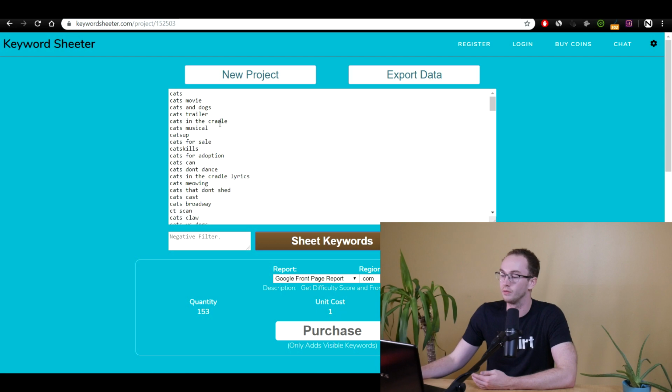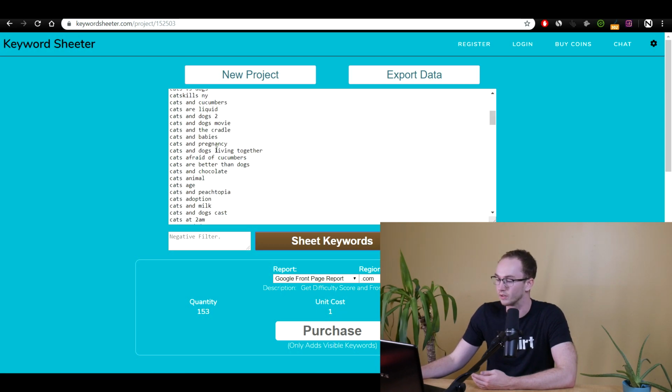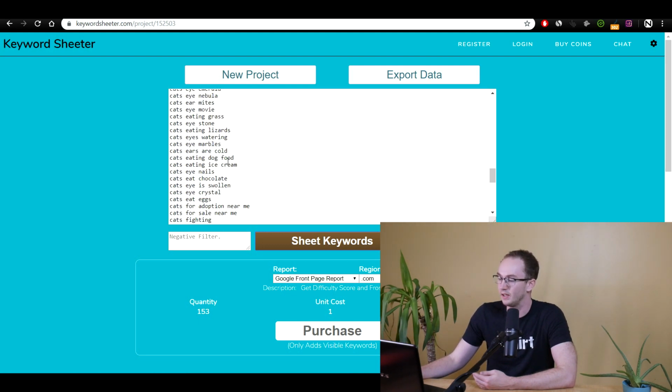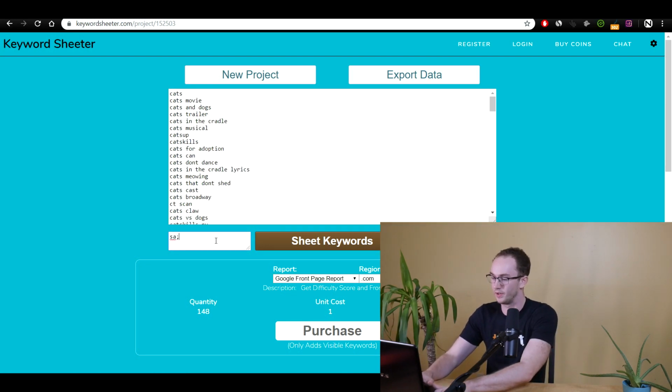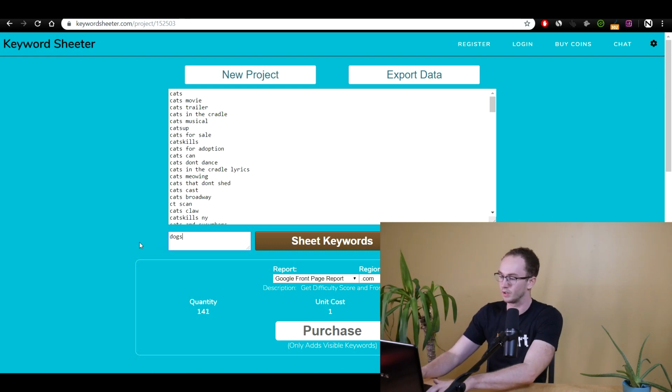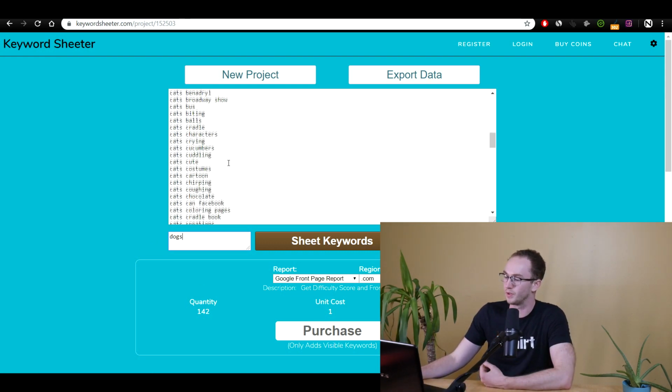So maybe Cats the Musical, Cats Trailer, Cats and Dogs. As you go through here, cat adoption, cats and milk, cat costumes. You can see cat's eye there, and you can dig deeper into here too. You could maybe get rid of the sale keyword, or you could get rid of dogs or something like that. You can remove some of the filters.